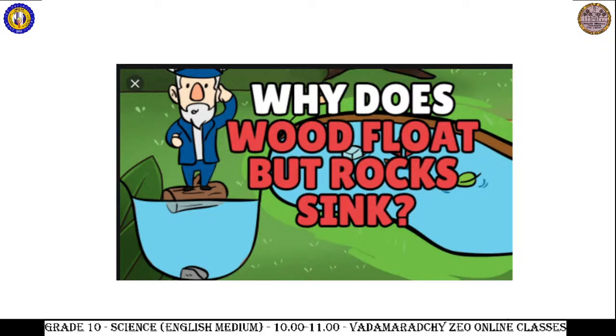Some objects float on the water, while objects like stones, iron balls, and rocks sink in water. We observe these scenarios in our day-to-day life. What's the reason for this difference? Why are some objects floating while others are sinking?